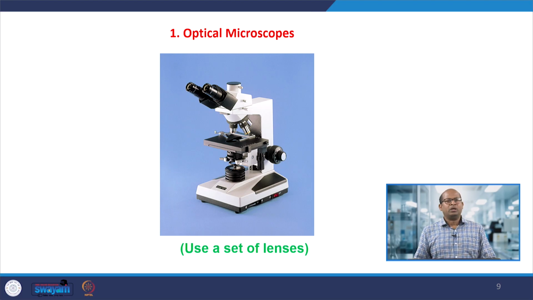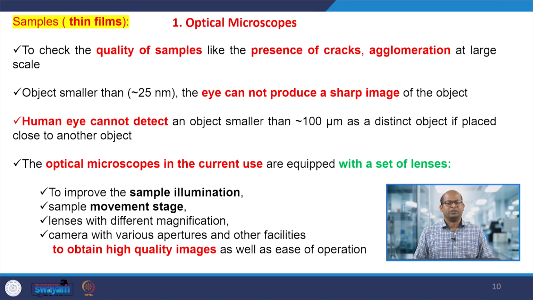Now if you talk about the optical microscope, this type of microscope is very old. In this particular type of microscope, lenses are used. Whenever we prepare any sample, we have to check the sample's quality, the way we have prepared it. We have to check whether there is any crack present in that particular sample or not, or whether agglomerations are present in it or not. That is one material property.